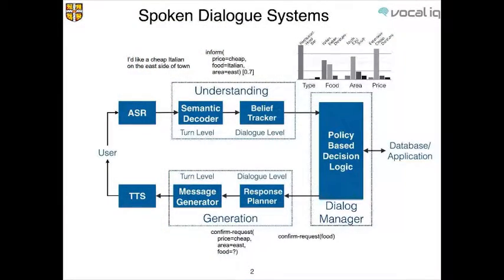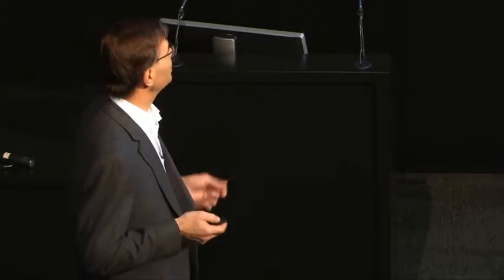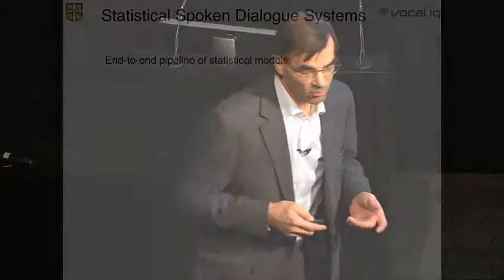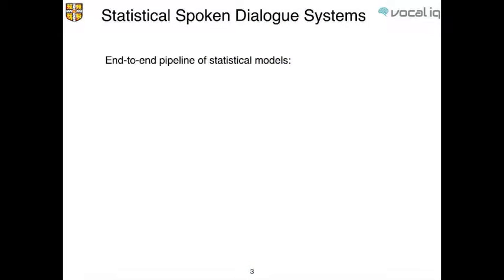And there's some kind of response planner that takes this quite abstract form and adds some extra information to it, like confirm that the price is cheap and the area is east. Still not sure what the food is. So the output is, okay, so you'd like a cheap restaurant on the east side of town, what kind of food would you like? So that's just setting out the scenario. That's what our spoken dialogue system does for me. And what I've been working on for the last 10 years is trying to get to the point where every piece of that end-to-end system had no rules in it. It was a statistical model of some description, and it was entirely trained from data.